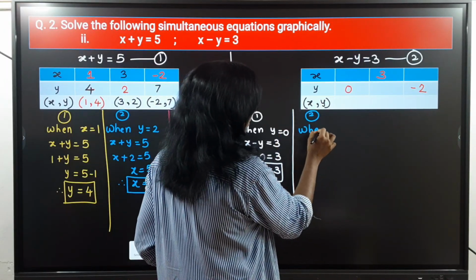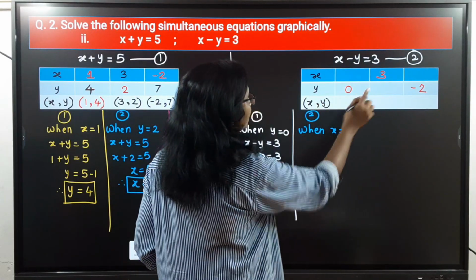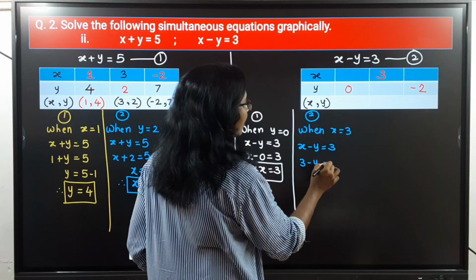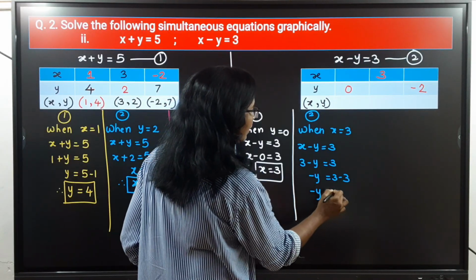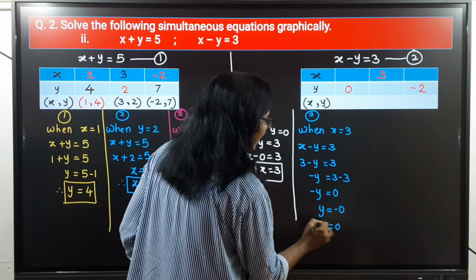When x is equal to 3. See here, students, the given value is 3. So when x is equal to 3, the given equation is x minus y is equal to 3. Therefore 3 minus y is equal to 3. So minus y is equal to 3 minus 3. Therefore minus y is equal to 0. So y is equal to minus 0, and minus 0 means positive. y is equal to 0.